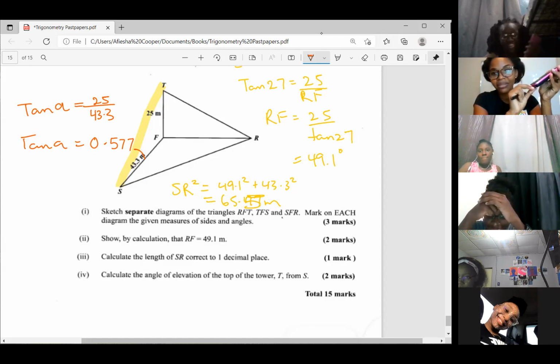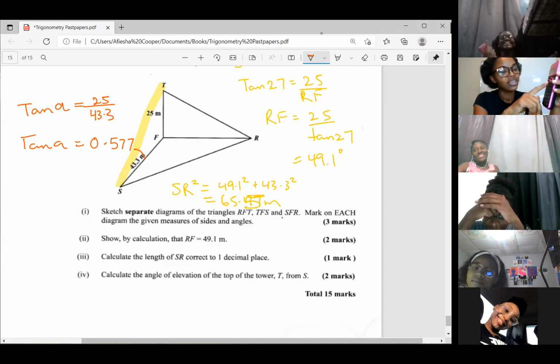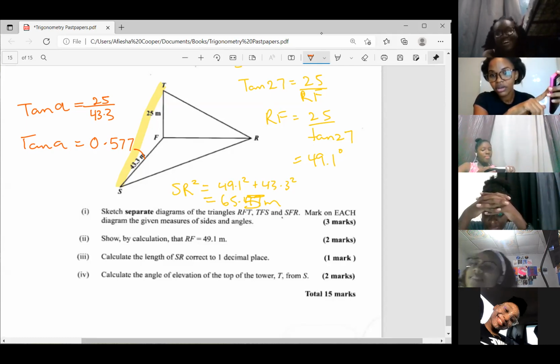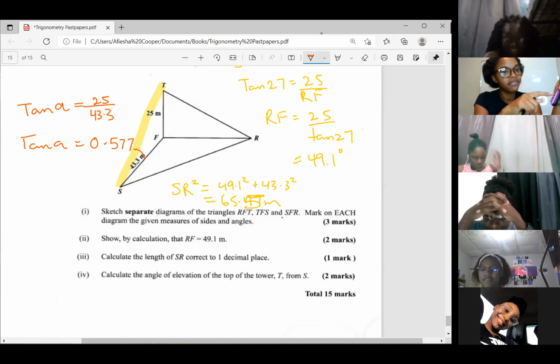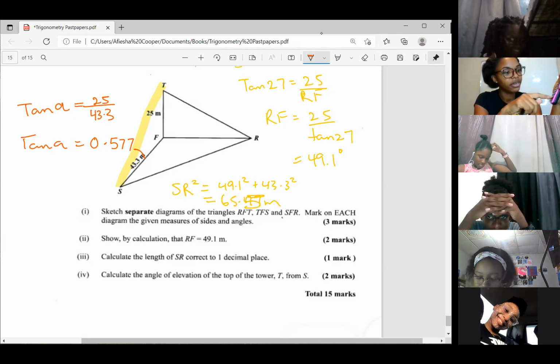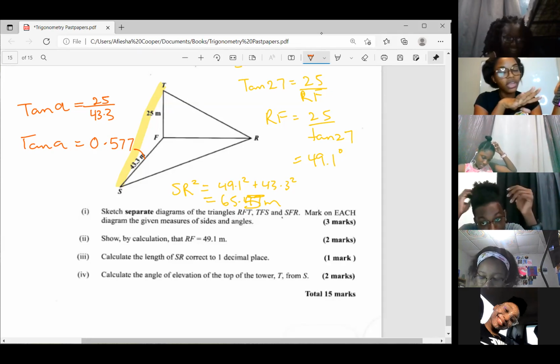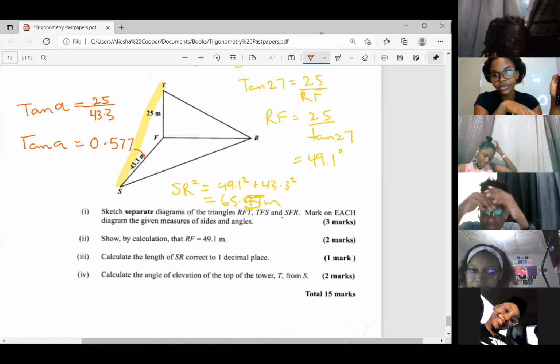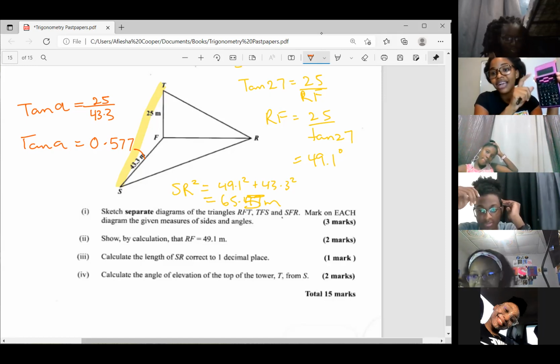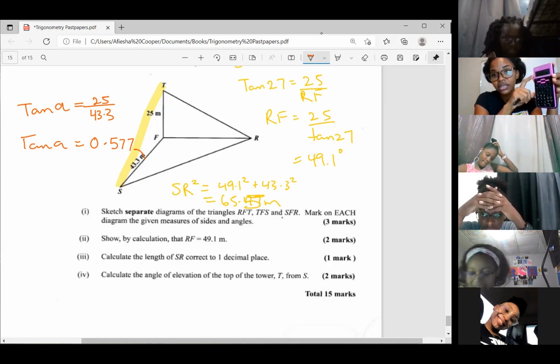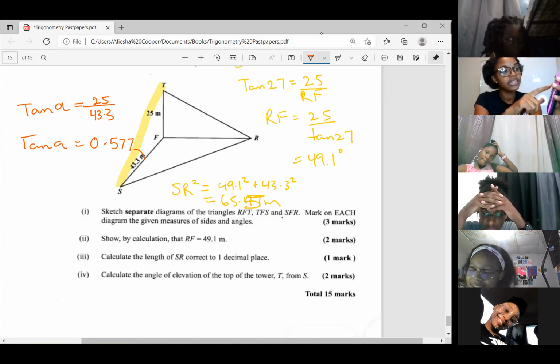So back to the Sharp calculators. You all got it? Miss, can you start from the beginning? Okay, so divide 25 by 43.3. What answer do you get there? 0.577. So we're going to tan inverse this.